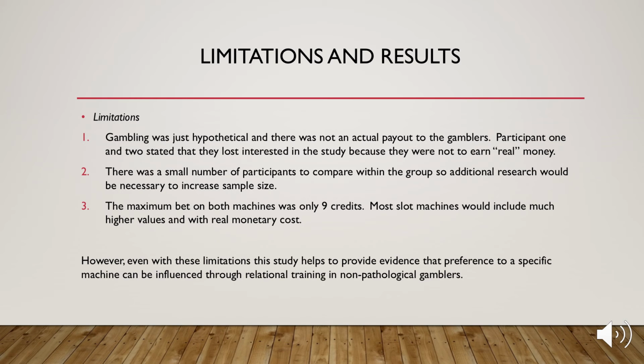However, even with these limitations, the study helps to provide evidence that preference to a specific machine can be influenced through relational training in non-pathological gamblers. Future research should focus on looking at a variety of different levels of gambling. In my paper, I talked a little bit about social gambling versus pathological gambling versus just different ranges like professional gambling. So all those can be taken into consideration.